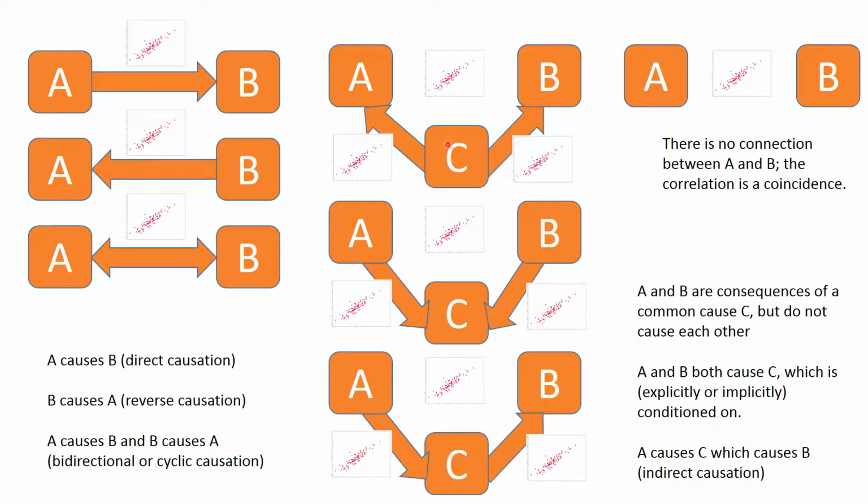It could be that there's some variable C, maybe age, which is causing shoe size to increase, and age is also causing reading skills to go up. Then it might appear that these two, A and B, are related to each other, but in fact it's this mystery secret hidden variable C which is causing the change.